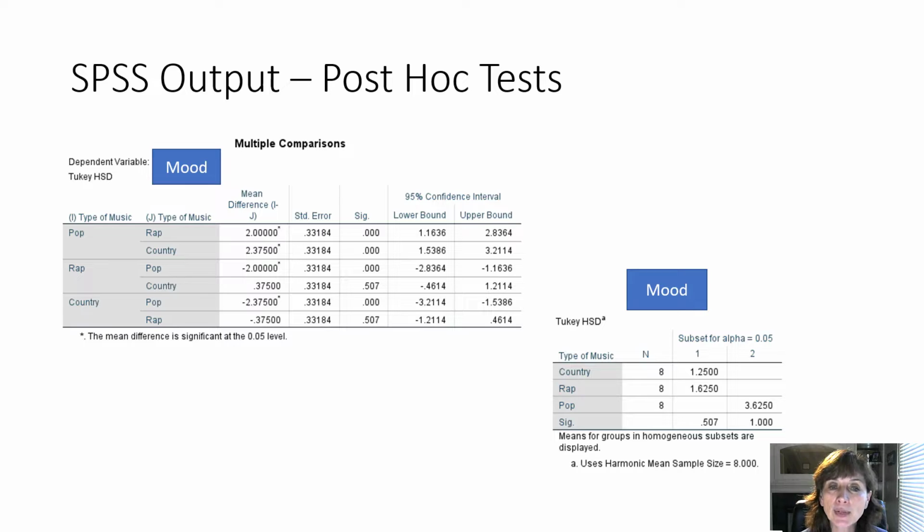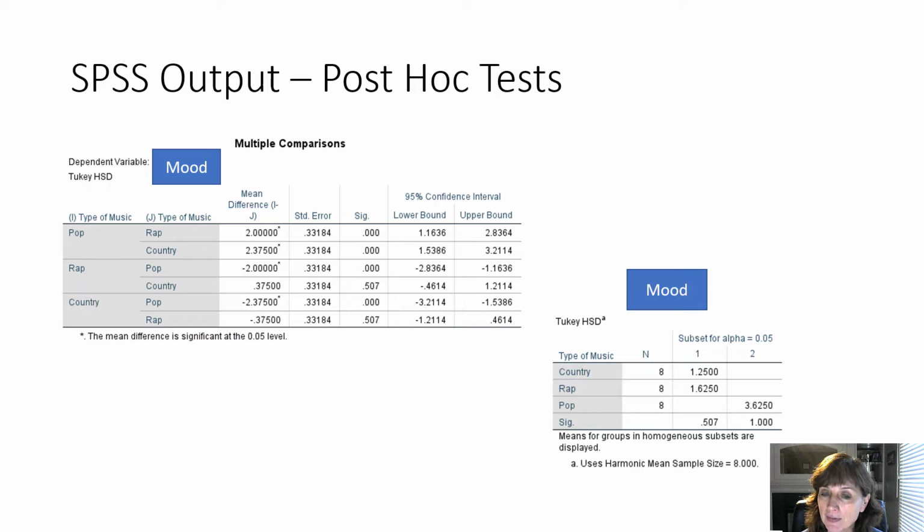Now, here's an easier way to look at this. If that feels a little overwhelming to you, one thing I recommend to students is to just look at the subsets. If you go over to the smaller box at the bottom of the screen, you can see that I have country, rap, and pop there. And you can see that country and rap are in the same subset, subset 1. Pop is in subset 2. So the way you can look at this is that if things are in different subsets, they are statistically significantly different.